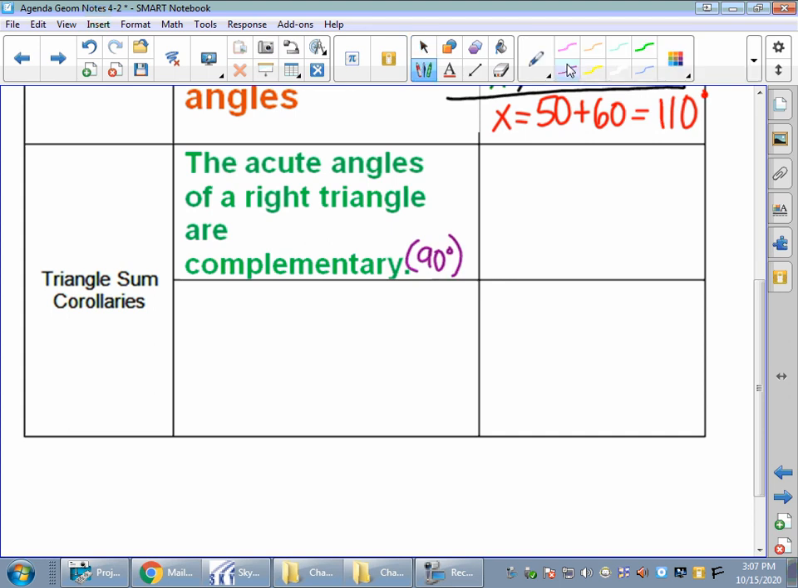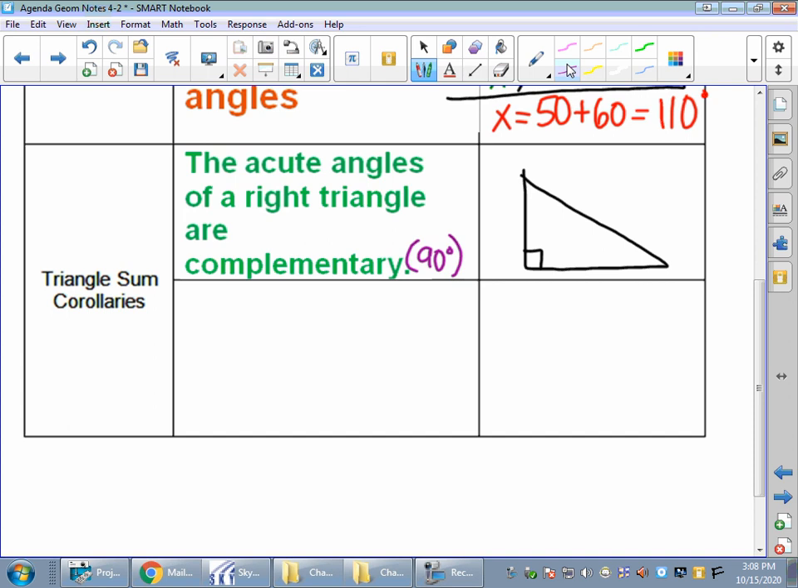If you think about this in a common sense way, it's going to make sense. Let me draw a right triangle. Even if I'm a bad drawer, if I put that right angle there, you have to believe me. How many degrees are in a triangle? 180, right? That's what we said the triangle sum theorem is. The sum of the three interior angles equals 180.